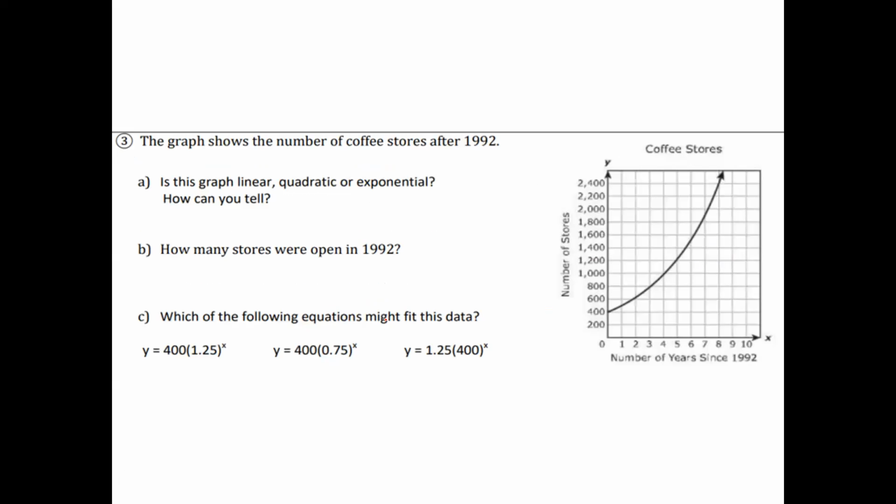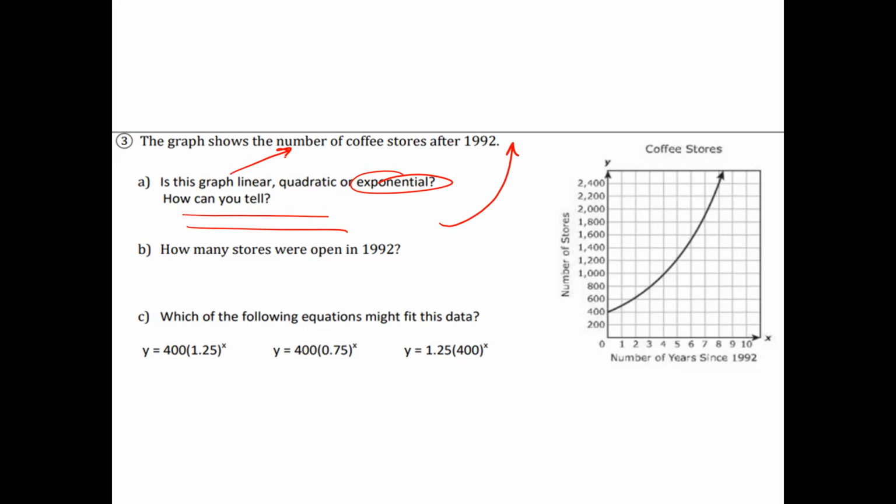Okay, number 3. The following graph shows the number of coffee stores after 1992. Just looking at that, it looks like a lot of people are consuming a lot more caffeine after 1992. So A says, is it quadratic, exponential, or linear? Well, I think you know it's exponential because it's exponential growth. How can you tell? Give me about 2 sentences there. One way you can tell it's exponential is because it's not increasing at the same rate like it would with a linear. So that's one way.